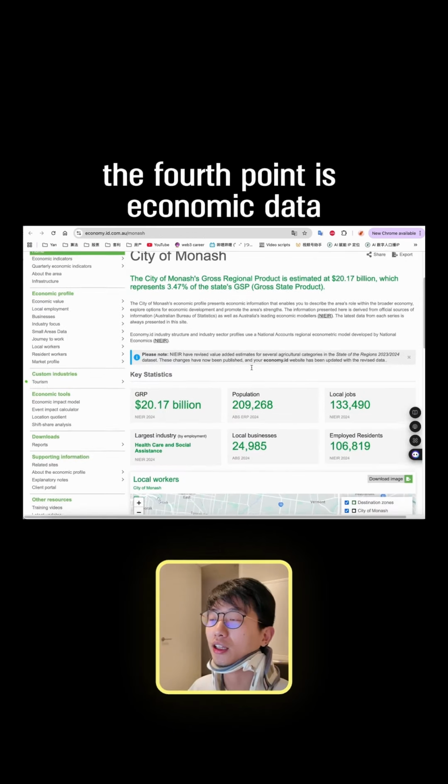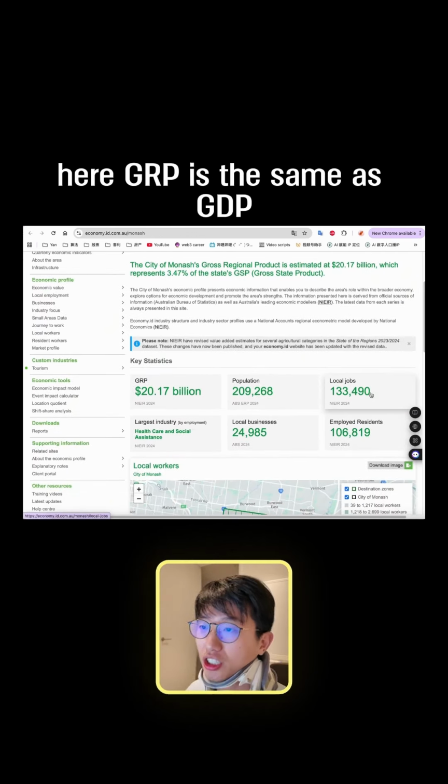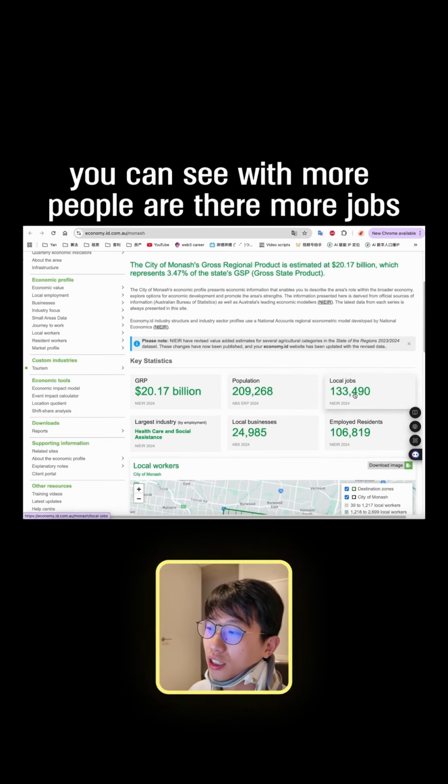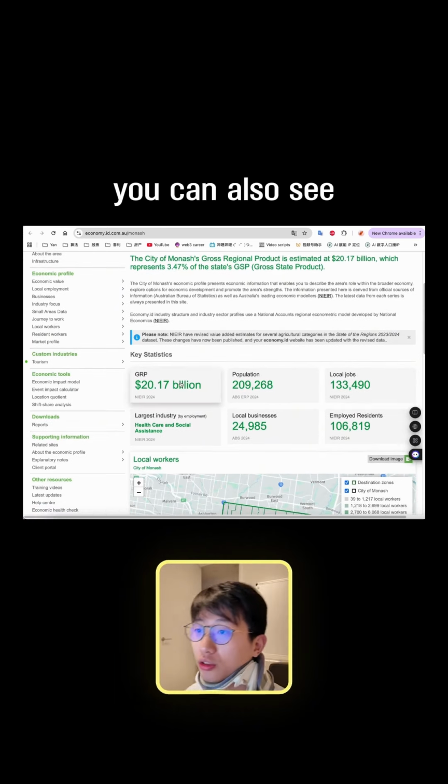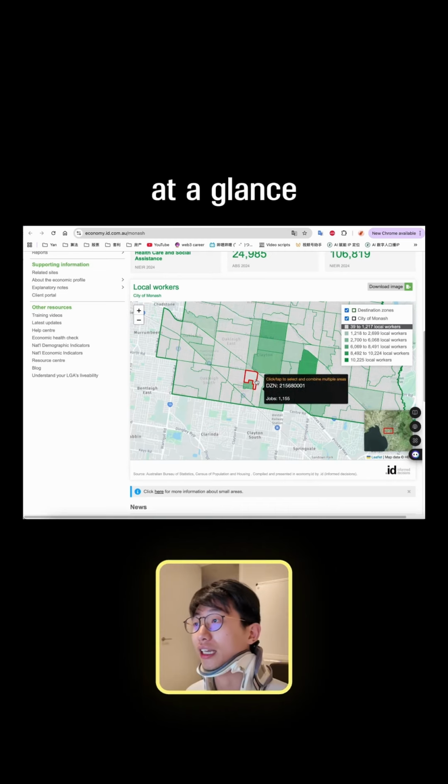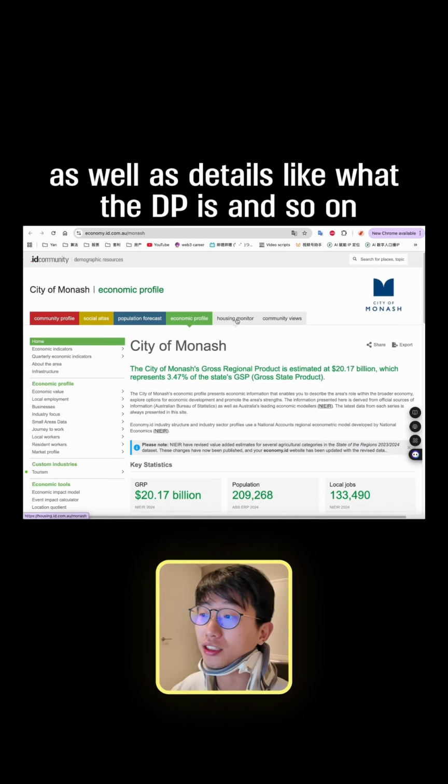The fourth point is economic data. Here, GRP is the same as GDP. You can see, with more people, are there more jobs? You can also see the distribution of the working population at a glance, as well as details like what the GDP is and so on.